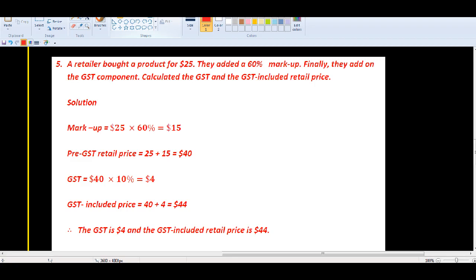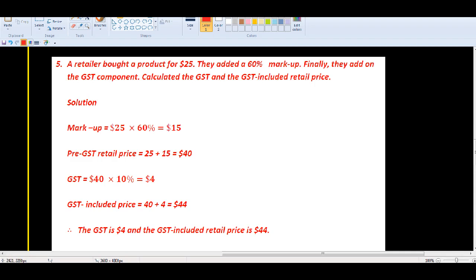So the retailer bought something, so from the retailer's point of view, it is a cost price, right? They add a 60% markup, so of course they would like to add to the price so they can make money. Finally, they add on the GST component. After that markup, they still need to add on the GST, because GST is not for the retailer, it's for the government.